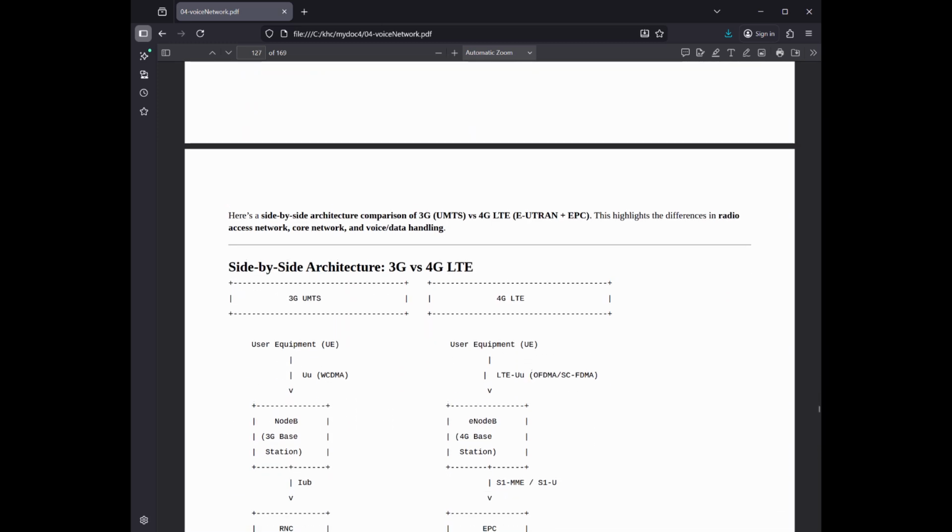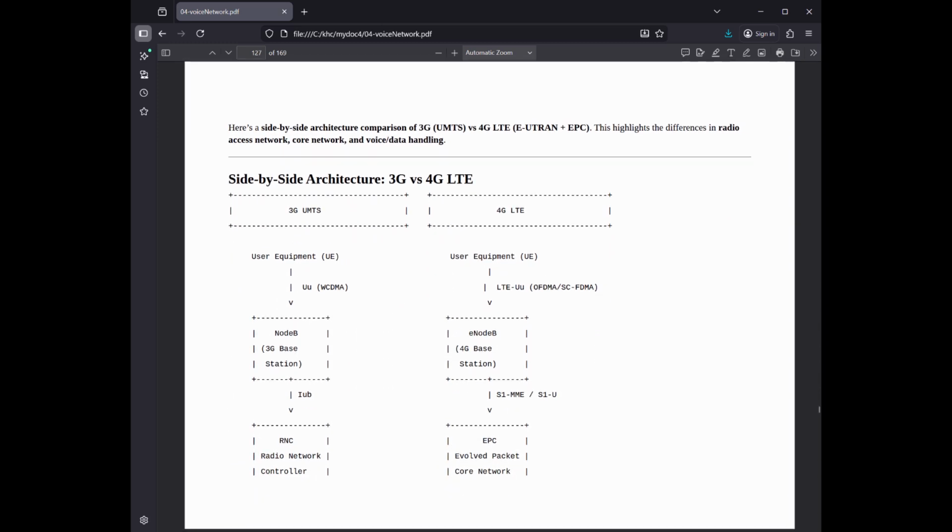Here's a side-by-side architecture comparison of 3G, UMTS, versus 4G LTE, E-UTRAN plus EPC. This highlights the differences in radio access network, core network, and voice and data handling. Side-by-side architecture, 3G versus 4G LTE. On the left is 3G UMTS, on the right 4G LTE. User equipment, UE, connects over the Uu interface in 3G and the LTE-Uu interface with OFDMA/SC-FDMA in 4G.